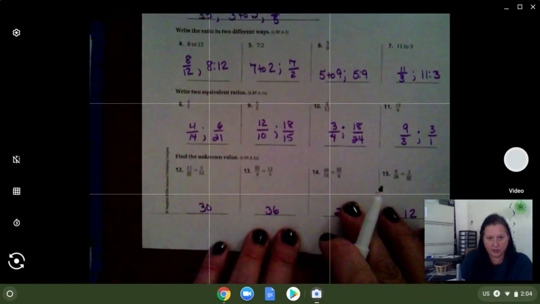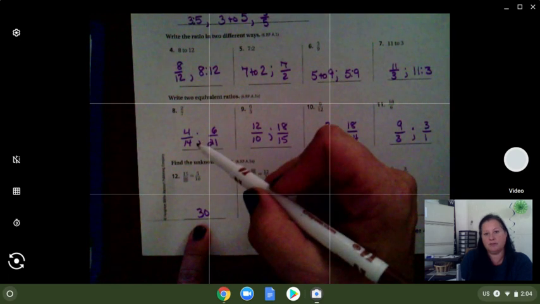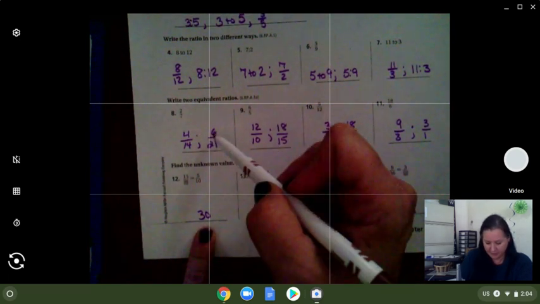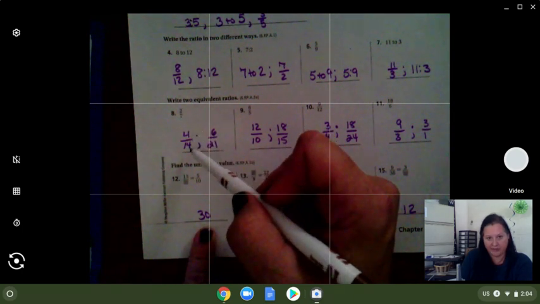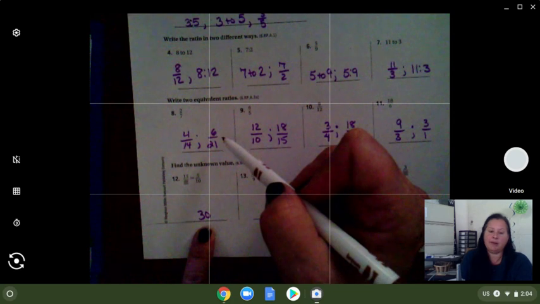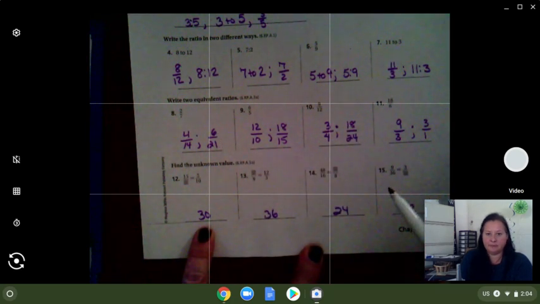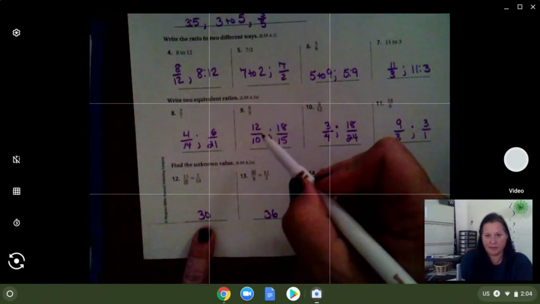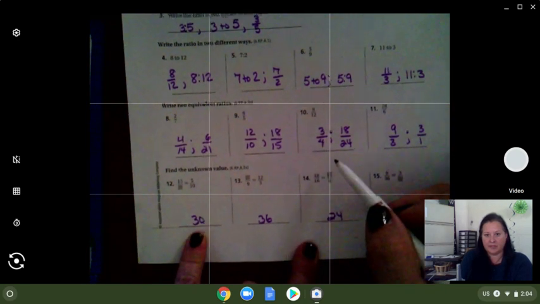Then it says, write 2 equivalent ratios. And remember, I do encourage you to just use small numbers when you're doing your multiplying. So here I multiplied by 2 and then multiplied by 3. When I multiply my numerator and denominator by 2, I get 4/14. When I multiply that by 3, I get 6/21. The next one, we're multiplying by 2 and 3 again. When I multiply by 2, I get 12/10. By 3, 18/15.